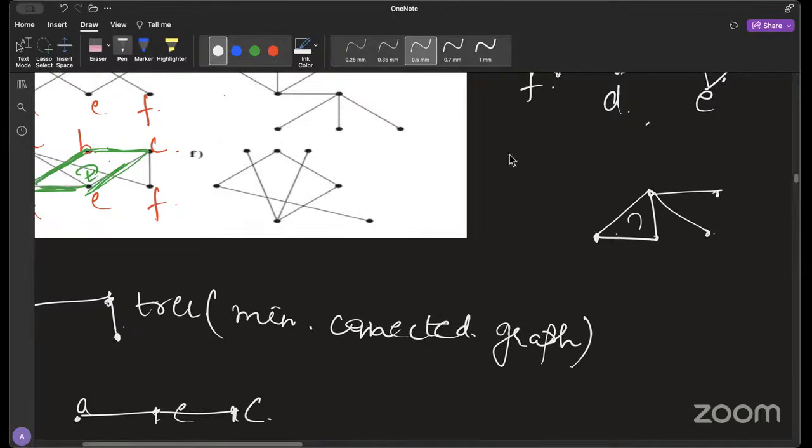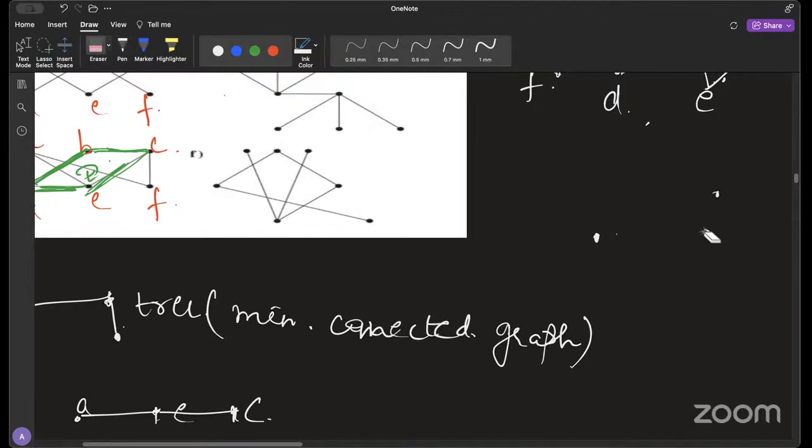Because this has a cycle here, it cannot be a tree, because tree means minimally connected graph. This is obviously connected. The problem is it's not minimally connected. Every graph with a cycle is never minimally connected. If you remove this edge, let's say you have these three edges, if I remove this edge, it's still connected. That means it's not minimally connected.